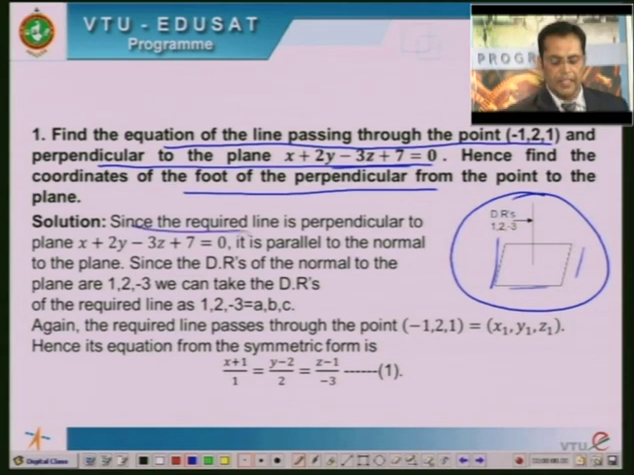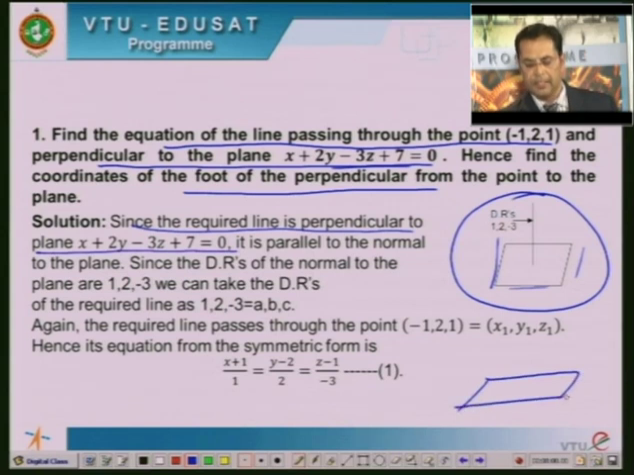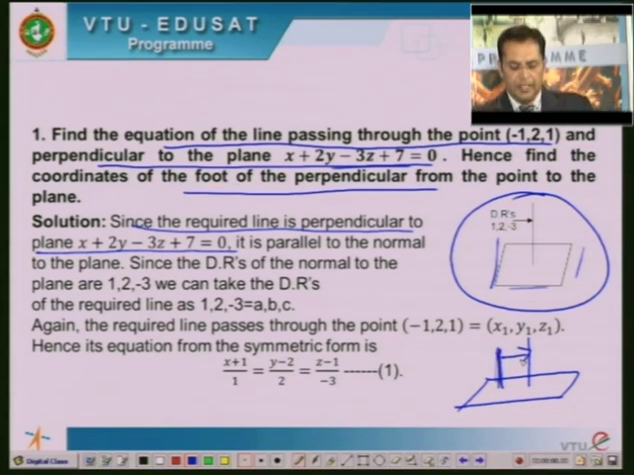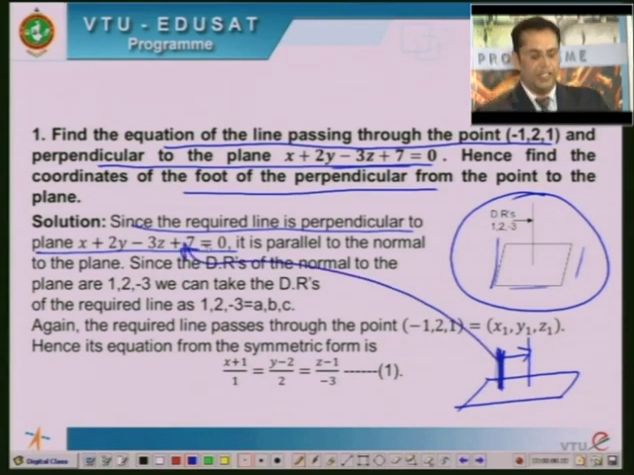Since the required line is perpendicular to the plane, say the plane is like this, the line is like this, it is perpendicular to the plane. So, obviously, the normal to the plane should be parallel to this line. Since the normal to the plane is parallel to the line, the direction ratios of the normal to the plane, which are the coefficients of x, y, z in the equation of the plane, which are respectively 1, 2 and minus 3, should be transferred to this because these two lines are parallel.